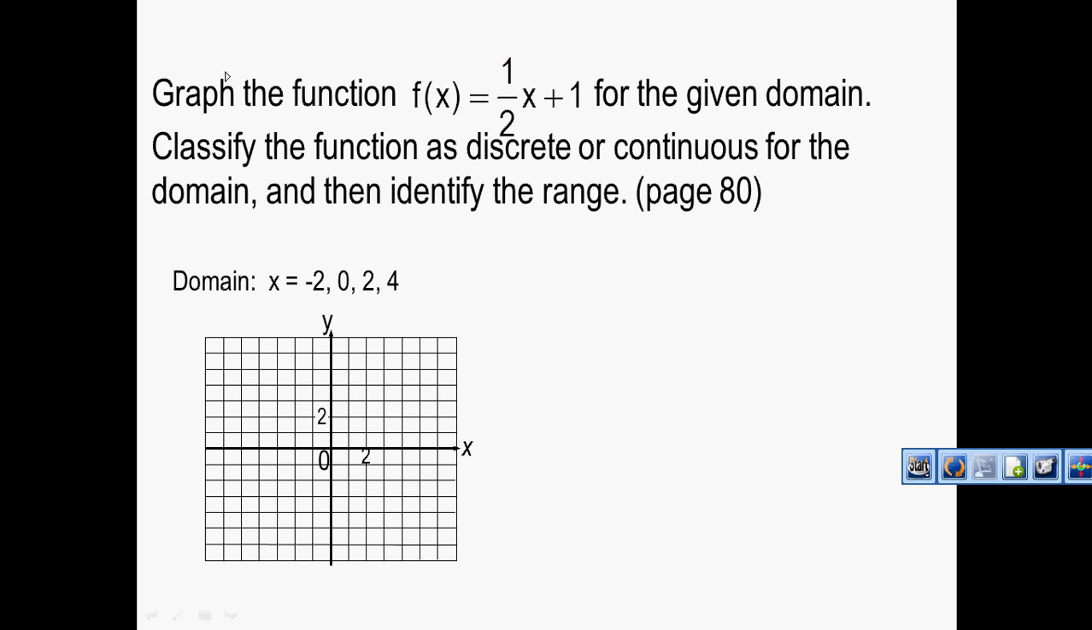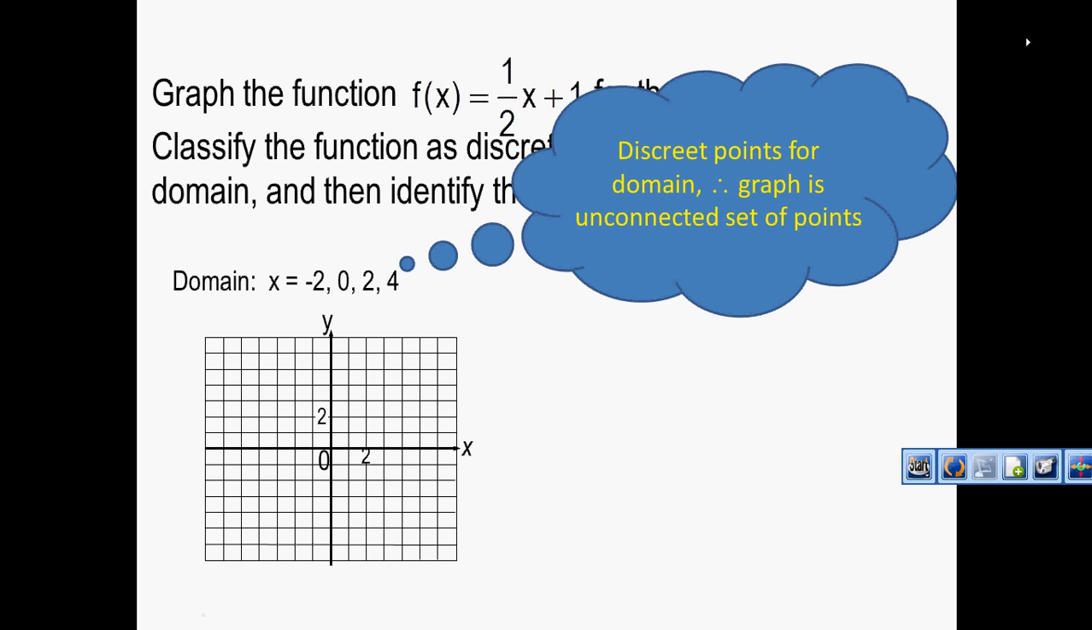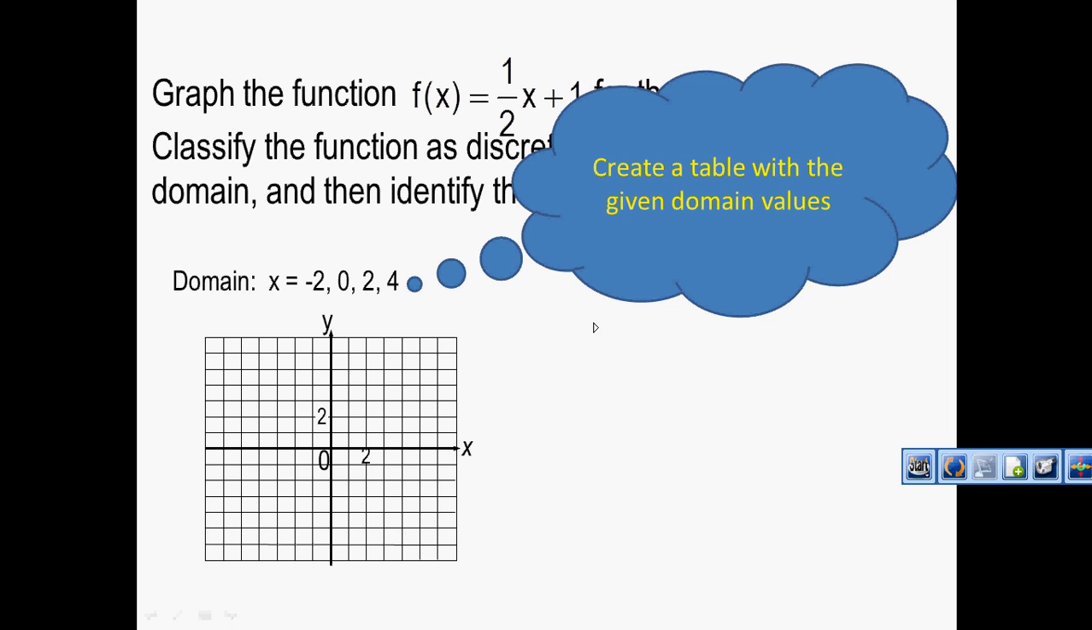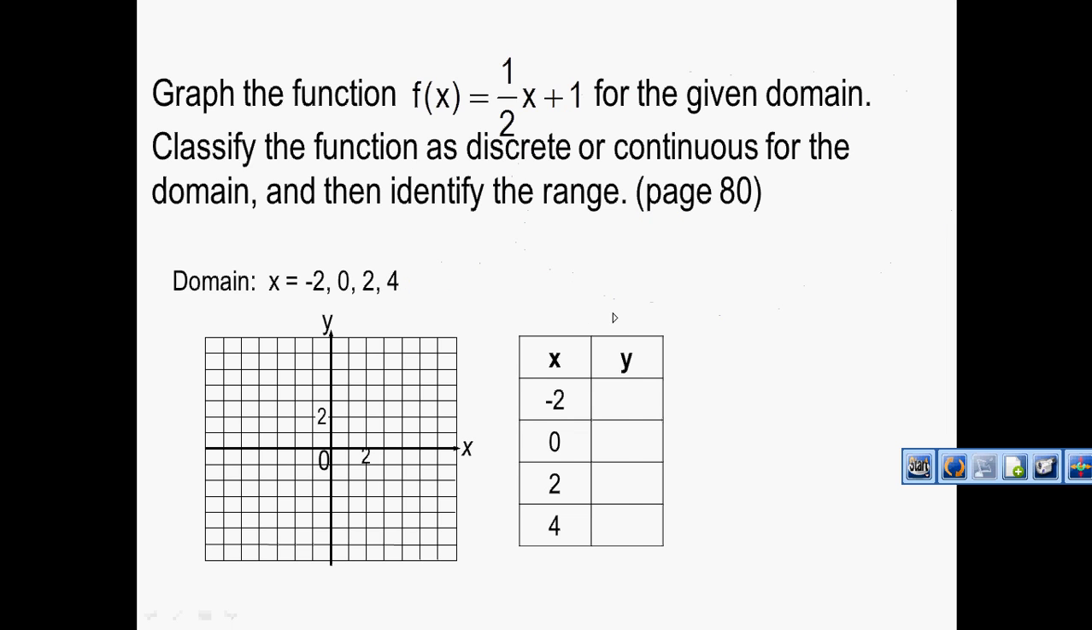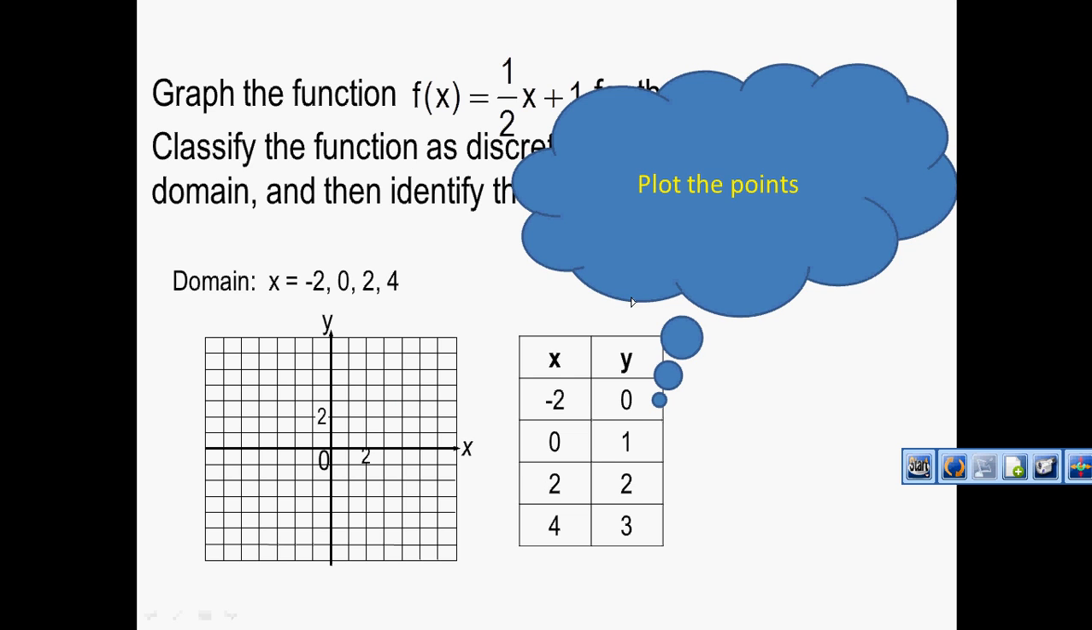So if I want to graph the function 1/2 x plus 1 for the given domain, and I want to figure out if it's discrete or continuous. Remember, discrete points for the domain are unconnected points. So when I look at this data of the domain, that's unconnected, so that would be discrete. So it wants you to create a table with the given domain values, and that's what they did, and they figured out the y values, and then plot the points.